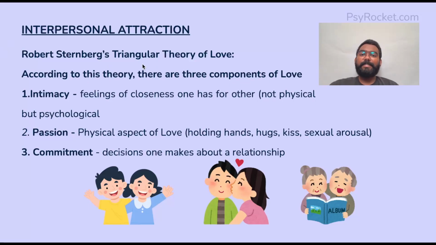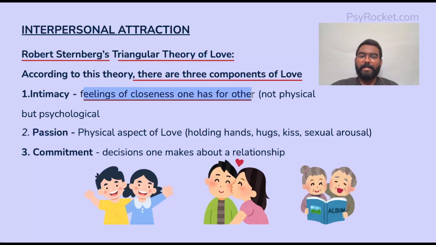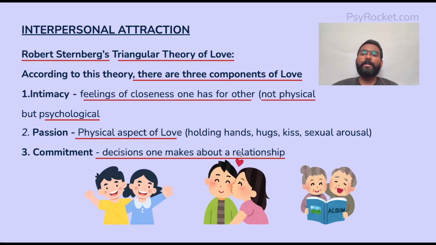Now, there is a theory of love by Robert Sternberg, also called the triangular theory of love. According to this theory, there are three components of love. First is intimacy, feelings of closeness one has for another. It is not physical but psychological. Then there is passion, the physical aspect of love like holding hands, hugs, kisses, sexual arousal and all. Then there is commitment, decisions one makes about a relationship. These three components decide what kind of love, what kind of relationship you have with the other person.